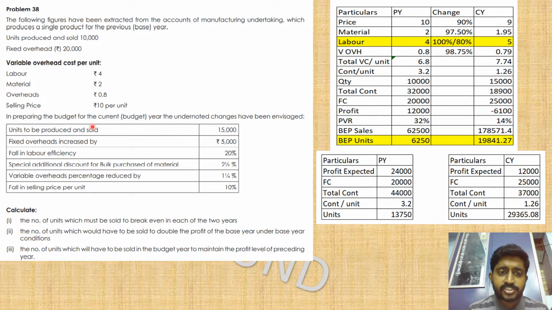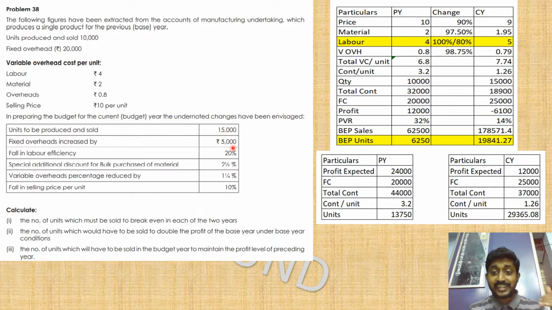In preparing the budget for the current year, because all the data we saw till now is for the previous year, the undernoted changes have been envisaged. Units produced and sold is 15,000 for the current year. During budgeting, these are the inputs received from various teams. We as the finance department receive inputs from all the functions and prepare the budget, and the budget gets sanctioned by various top level authorities, and then we issue it to the various functions. This is the approved budget, the actual budget you have got to achieve this level of production or activity. So 15,000 is the production and sales.